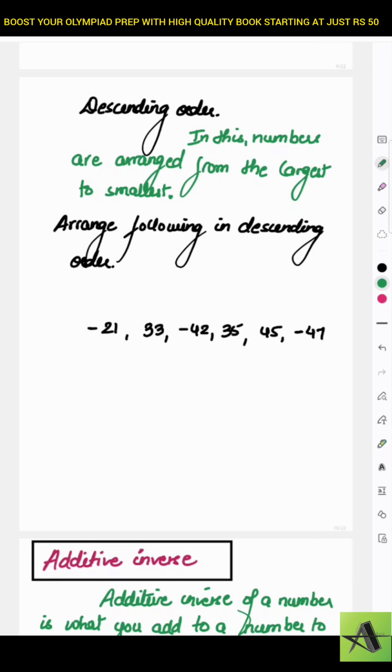So we can clearly see it's negative 21, 33, negative 42, 35, 41, negative 47. The largest one is obviously the 41. Then it's 35. Then it's 33, and now we have entered the negative section of the numbers, and obviously the one which has the larger digits is the smallest one. That means negative 21 will be the larger, then negative 42, and the smallest being negative 47. This is how we can arrange in descending order.